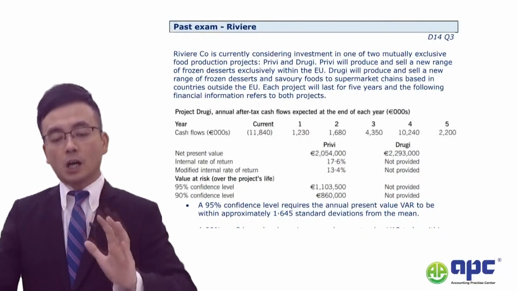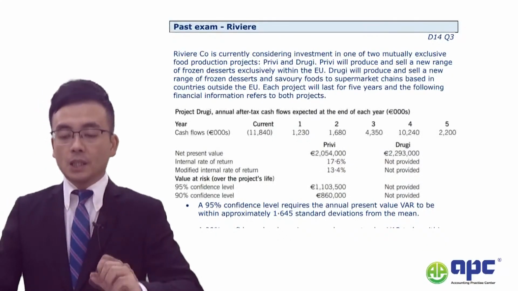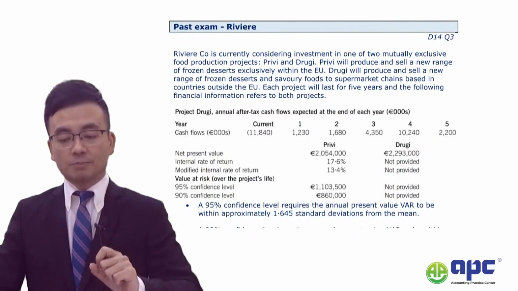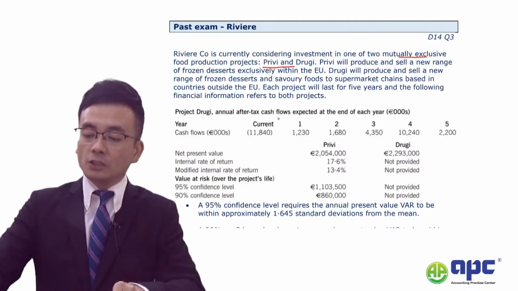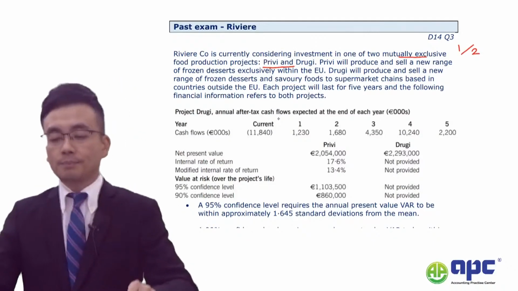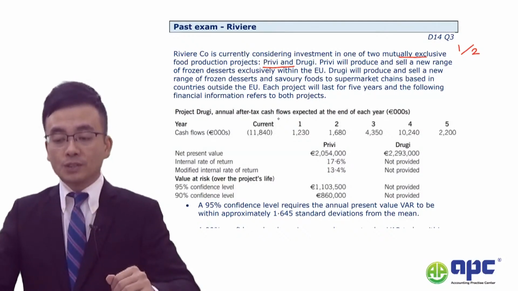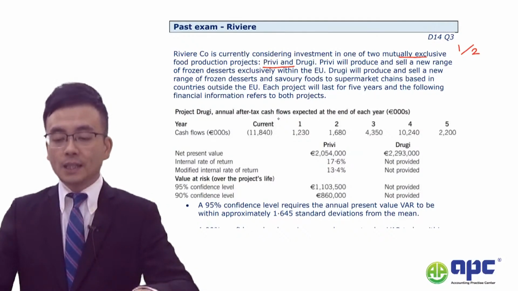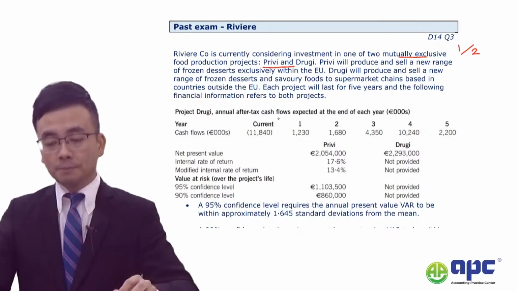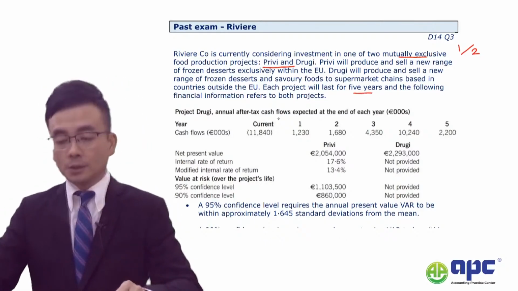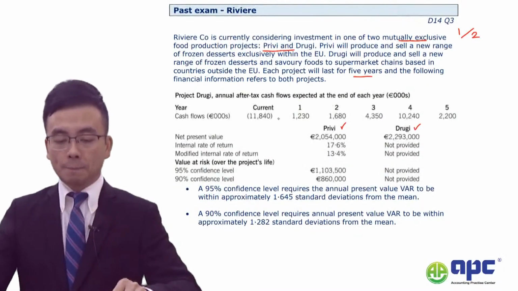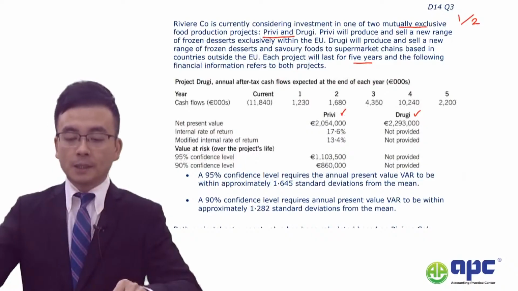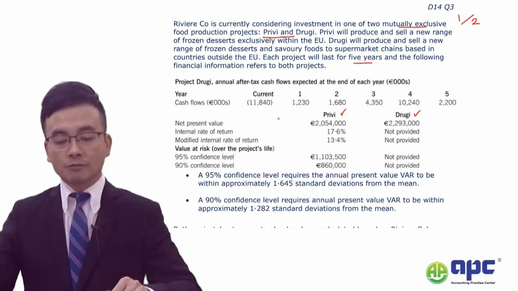Now we're told that our company is currently considering investment in one of two mutually exclusive projects called P and D. Mutually exclusive simply means that we need to choose one out of these two projects. P will produce and sell a new range of frozen dessert, and D will produce and sell a range of frozen dessert. Both last for 5 years, and we've already calculated the NPV, IRR and MIRR for P and D respectively.